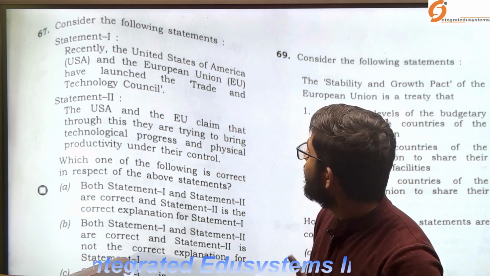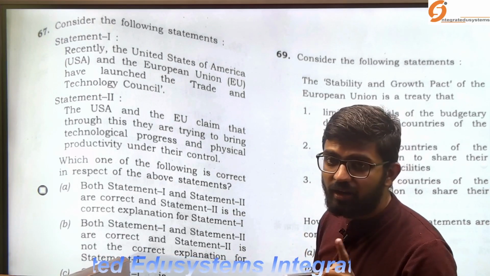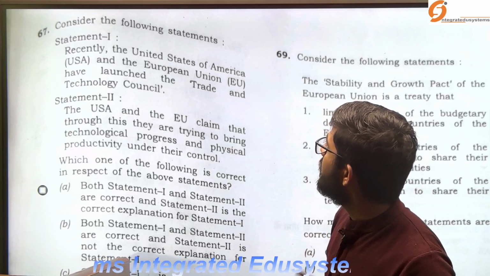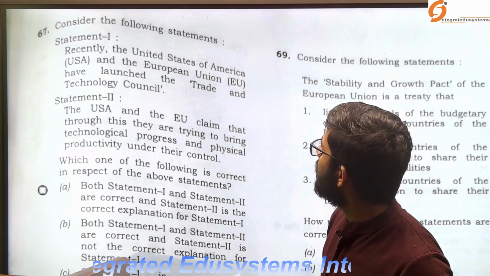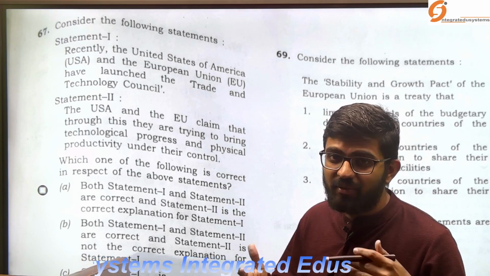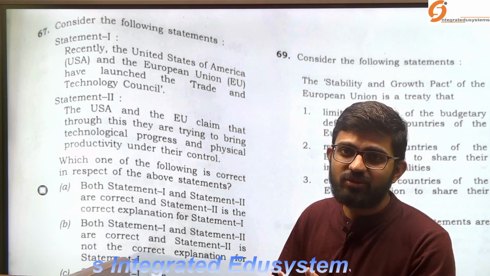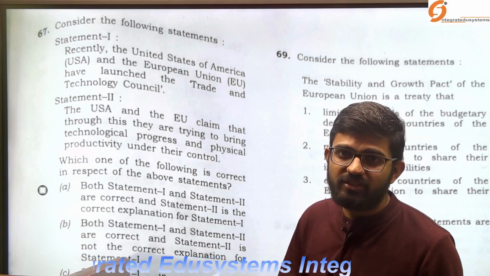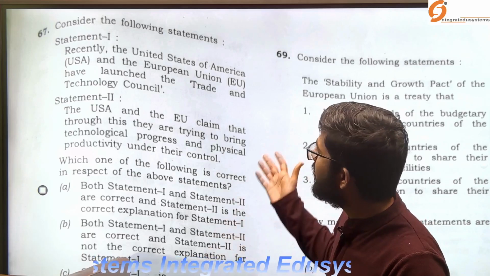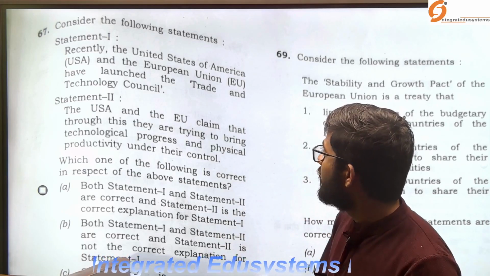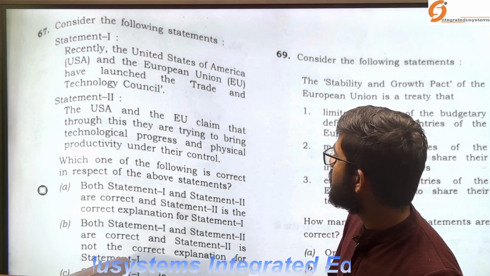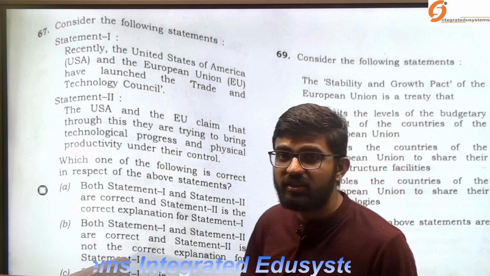67. Consider the following statements. Again, World Affairs page. Understand the link. Statement 1: Recently, the USA and EU have launched the Trade and Technology Council. Yes, with respect to technology, we have seen various divergences between them, and that was the reason to coordinate for better cooperation between the US and the European Union. They came up with the Trade and Technology Council. Statement 2: US and EU claim that through it they are trying to bring technological progress and fiscal productivity under their control.